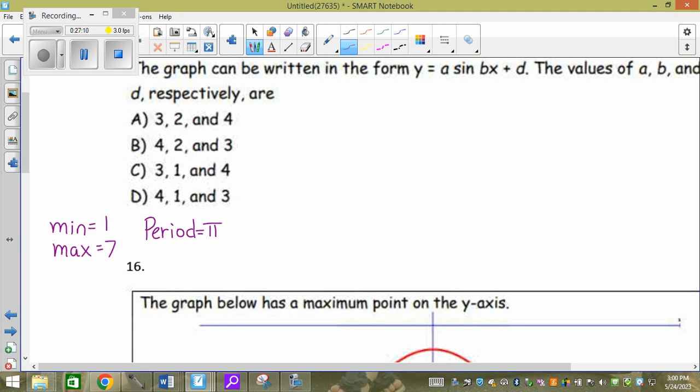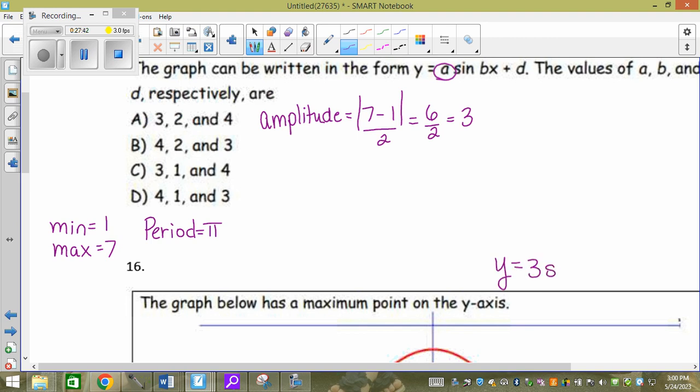So it wants me to get A. How do I get A? A is based off the amplitude, right? So how do I get the amplitude? Well, I have a max and a min. It's easy. Amplitude equals the absolute value of the max minus the min divided by 2, which is 6 divided by 2, which is 3. So currently I have y equals 3 sine.